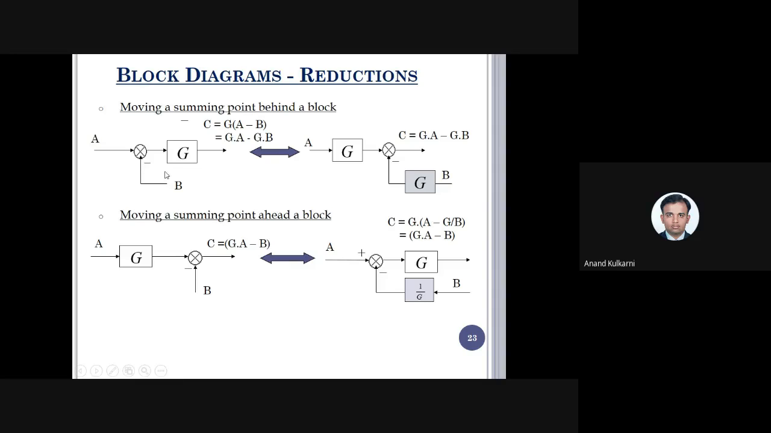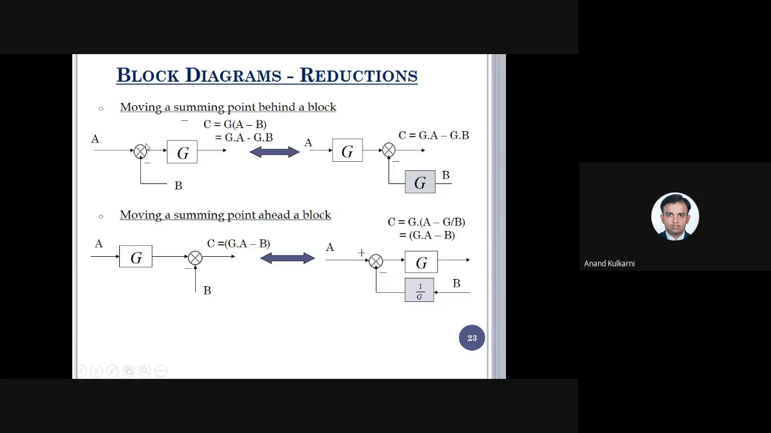That is, one is A, which is positive, and the second one is B, which is negative. Both get arithmetically added, that is equal to A minus B. It goes into the block. So after multiplication, the output is equal to G of A minus G of B. So this is there. But what are we applying here?